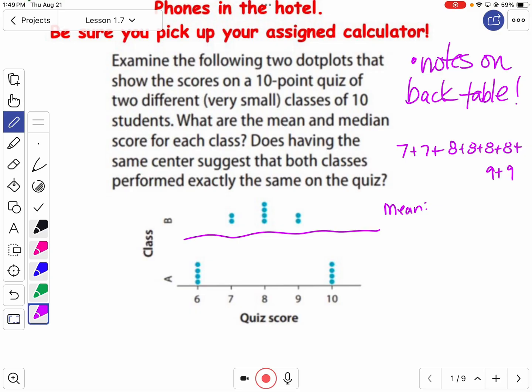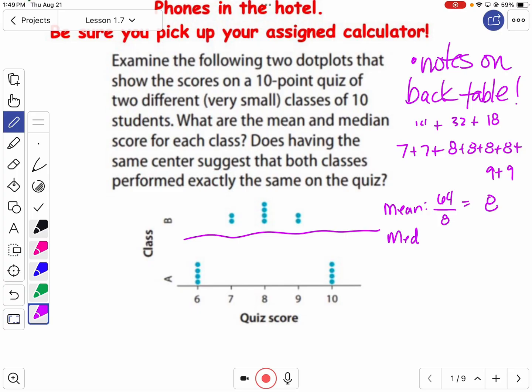When we do the mean, we'd add all that up. So that would be, math in my head, 14 plus 8 times 4, 32, plus 9 plus 9, 18. And so that would give me 64. I'm going to divide it by 8 scores. So the mean was 8 on that one. I just did that quick arithmetic in my head.